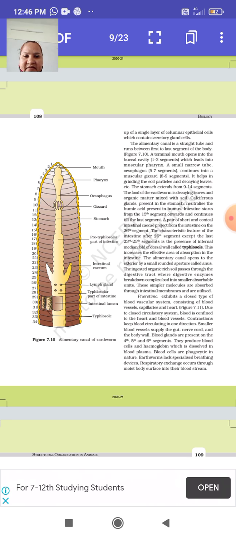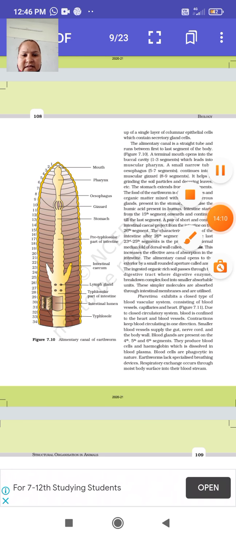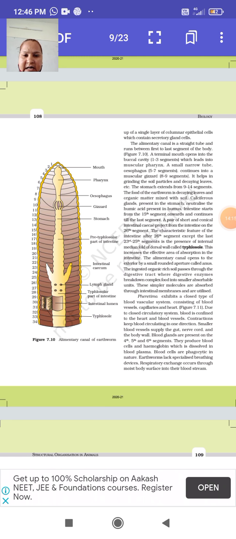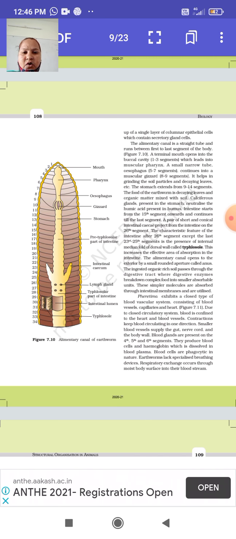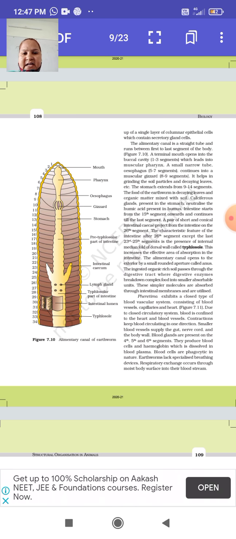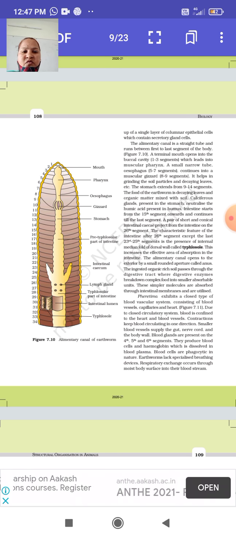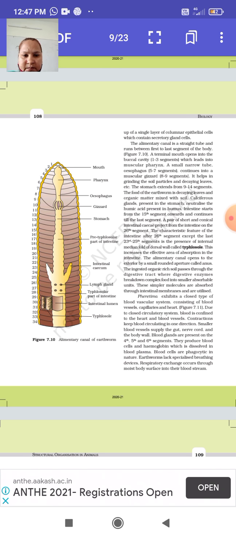Now Pheretima. Pheretima has a closed type of blood vascular system. It basically consists of blood vessels, capillaries and hearts. Now we can say that like humans, Pheretima also has a closed type of blood vascular system, and apart from this it also contains vessels, capillaries and heart. Now due to the closed system, blood is confined to the heart and blood vessels only, meaning blood will flow in the heart and blood vessels only. It will not move anywhere else. Now contraction keeps blood circulating in one direction. So we can see that in the earthworm blood will flow in one direction only.